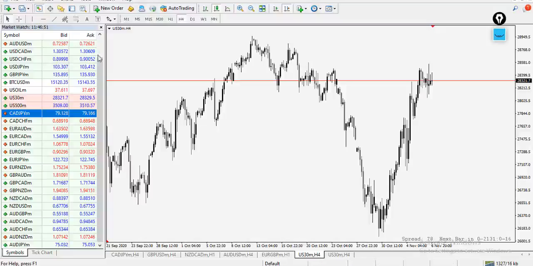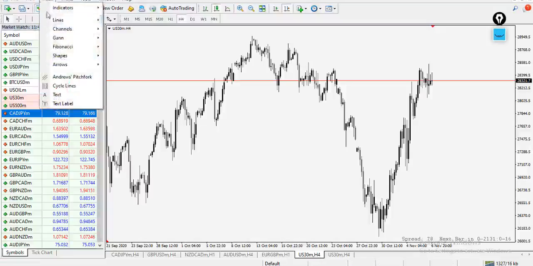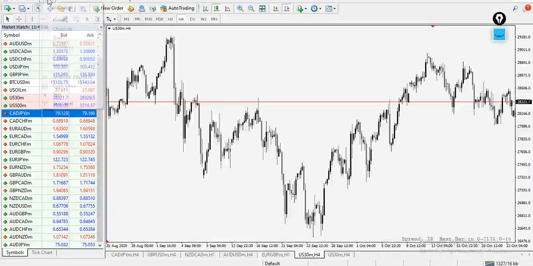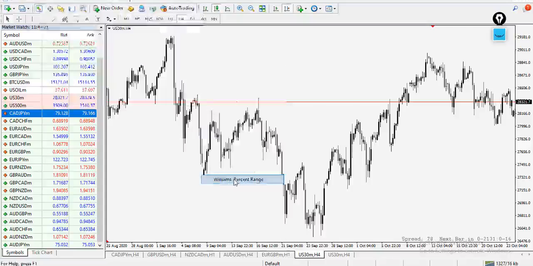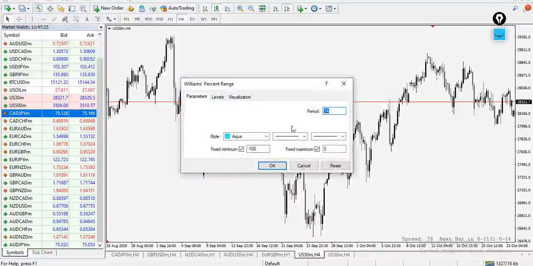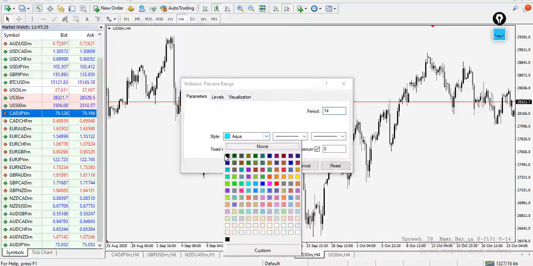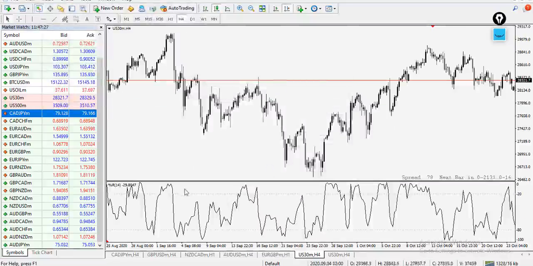Remember, today is Sunday, like I said, the charts are down. So here we are. Go to indicators, come to oscillators, and here we have the Williams percentage range. Let's use the 14 period. There's nothing wrong with that, and hit OK. And there you go.